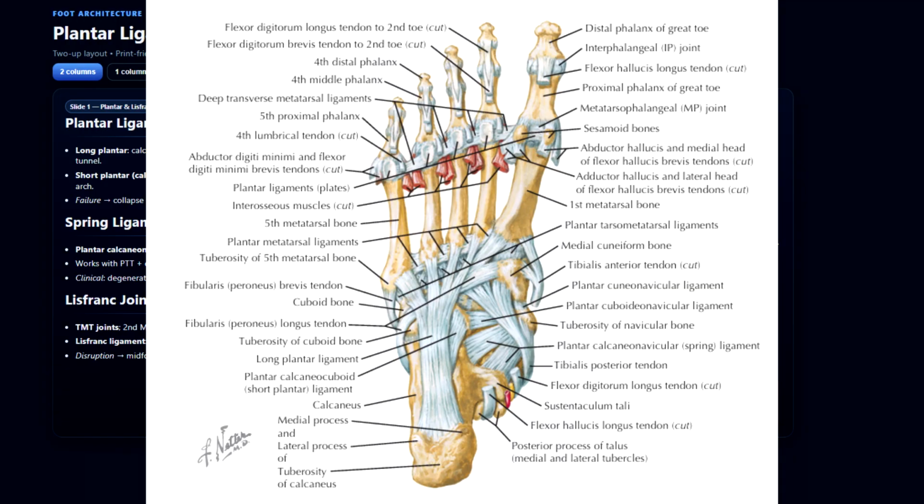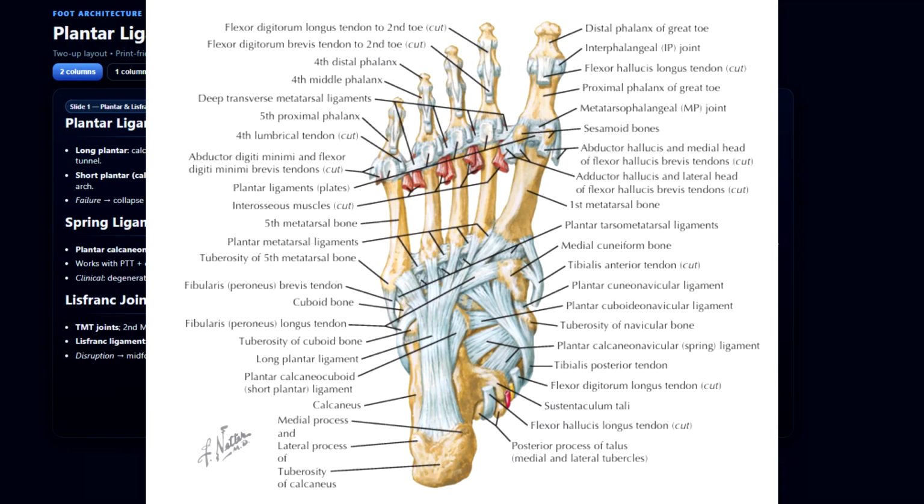Metatarsophalangeal joints. The MTP joints are depicted here with their capsules and reinforcing structures. These are condyloid joints, allowing flexion, extension, and limited abduction and adduction. Each MTP joint is stabilized by collateral ligaments on the sides, which resist varus and valgus stresses. On the plantar aspect, the plantar plate is the key structure. It is a fibrocartilaginous thickening of the capsule that prevents hyperextension of the joint and provides an attachment point for the plantar fascia and flexor tendons.